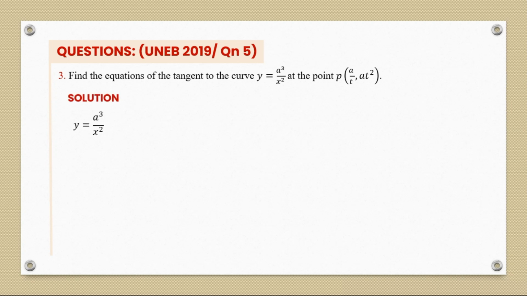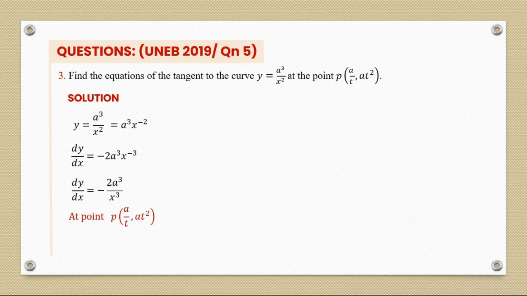So I have the equation of the curve being equal to y is equal to a cubed over x squared. So this can be rearranged as a cubed times x to the power negative 2. So when I differentiate that, I'll have dy dx being equal to negative 2a cubed x to the power negative 3. So we're going to consider that value of a as a constant, so that's why it's not affected. Alright, so now if I take x to the power negative 3 down, I'll have it as negative 2a cubed over x cubed. And then at the point P, a over t comma a t squared, I can say the value of x is a over t. So plug that in and that's what I have.